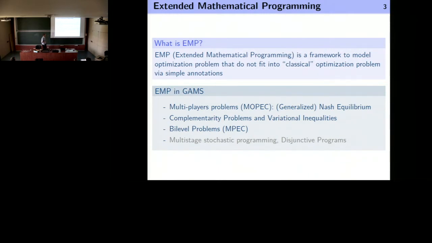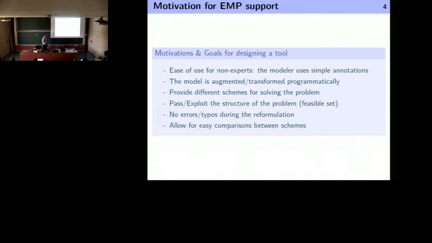And so in GAMS, you can have multiplayer problems, so MOPEC, basically generalized Nash equilibrium with some equilibrium constraint. You can have complementarity problems or variational inequalities, bi-level problems, and also multi-stage stochastic programming, disjunctive programs. So I was more interested in the first 3 items and how to use them from JuMP.